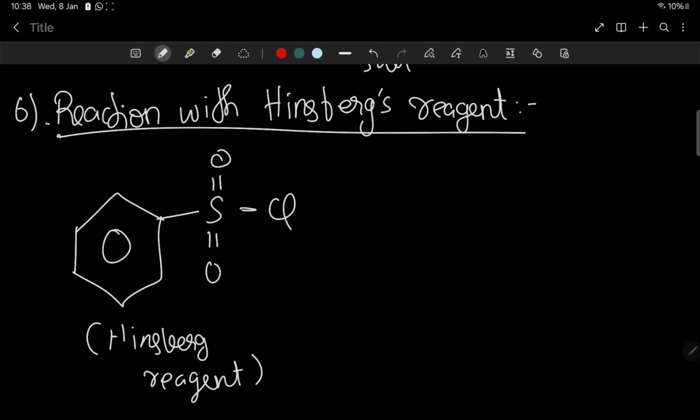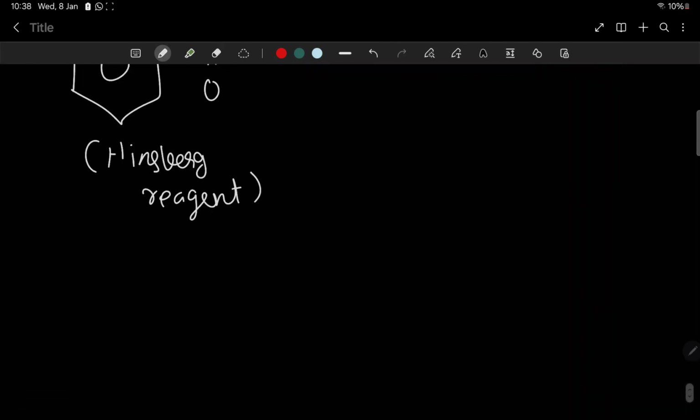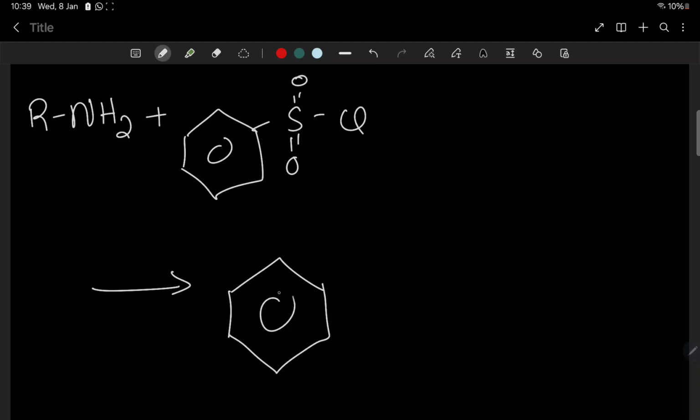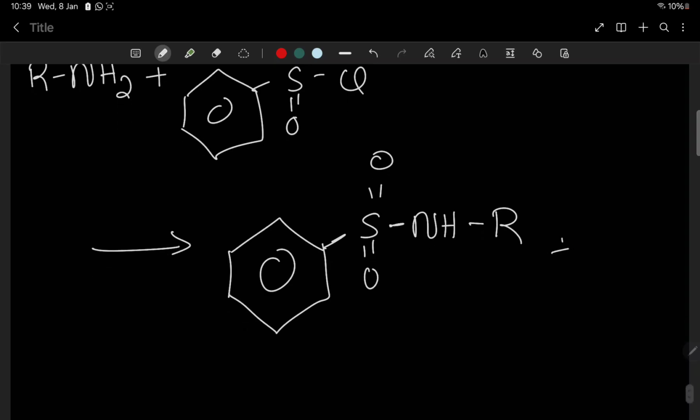This Hinsberg reagent test is also a distinguishing test between primary, secondary and tertiary amines. Very important. So what we are going to do first with a primary amine. I am taking RNH2 and adding this Hinsberg reagent. I get a compound as the product, S double bond O with NHR in place of Cl, plus HCl.